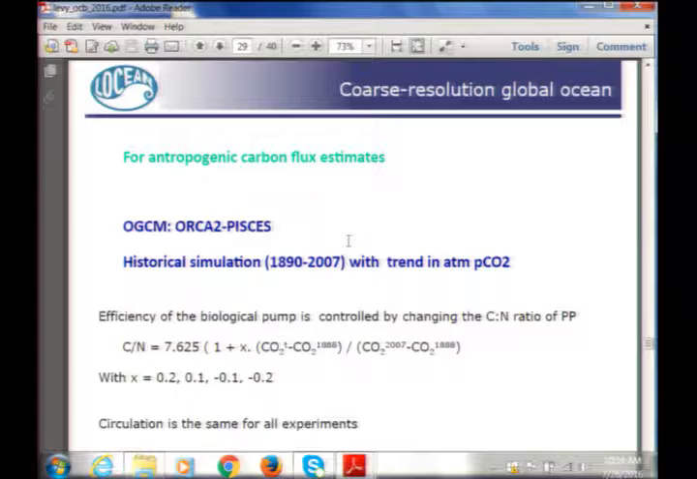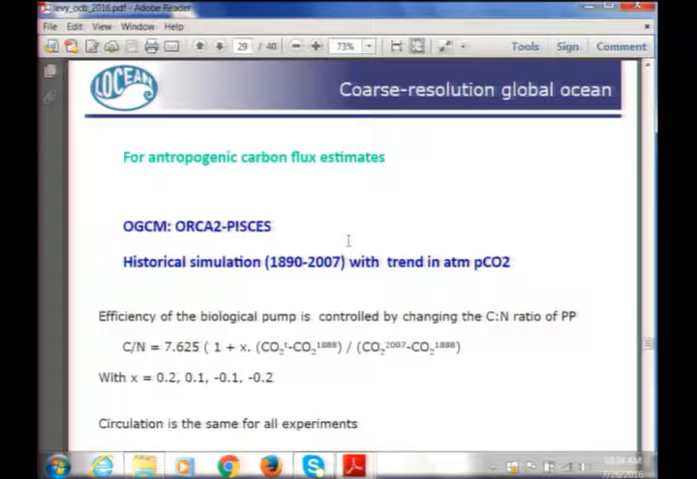So now I'm going to switch to something slightly different, which is I'm going to add some variability to my system, and I'm going to allow the efficiency of my biological pump to change. I don't want to change the physical supplies, so I'm not changing the circulation. I'm just changing the efficiency, and I'm doing this in a very controlled way by changing the carbon to nitrogen ratio of primary production in my model.